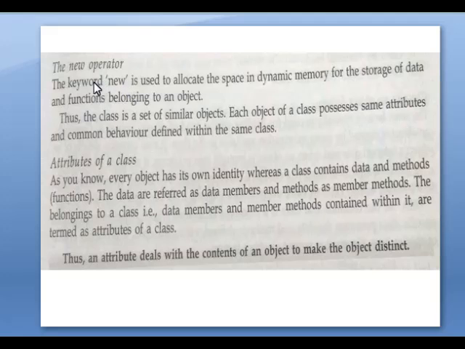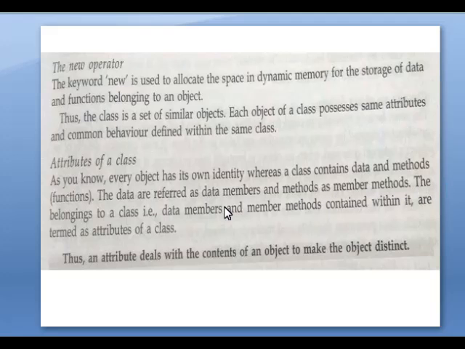Thus, a class is a set of similar objects. Each object of a class possesses the same attributes and common behavior defined within the class. So what are called the attributes of a class? As you know, every object has its own identity, whereas a class contains data and methods. Methods means functions. The data are defined as data members and the methods as member methods.